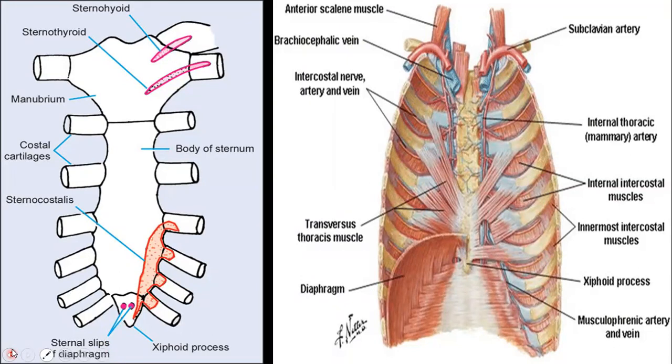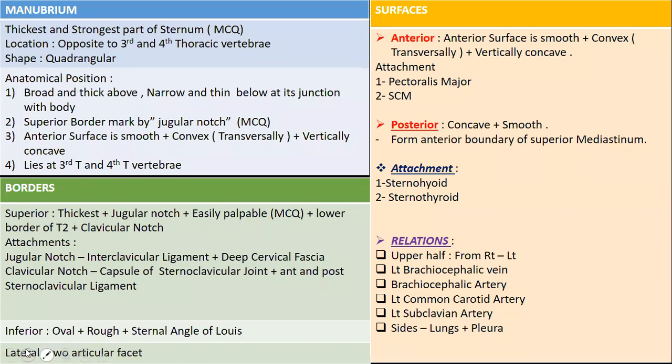Moving forward, when we talk about the posterior relation of the xiphoid process, it is related to somewhat our left lobe of the liver. So here the liver is presented, so it is related to that.